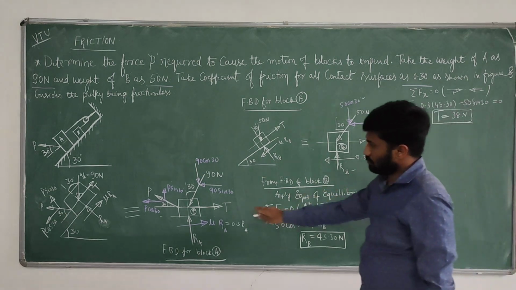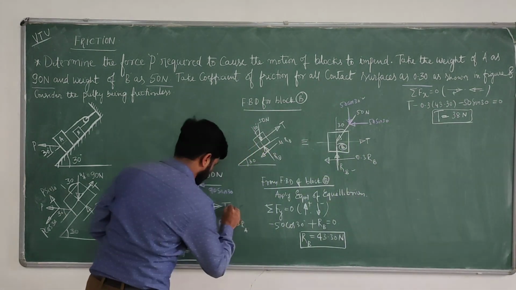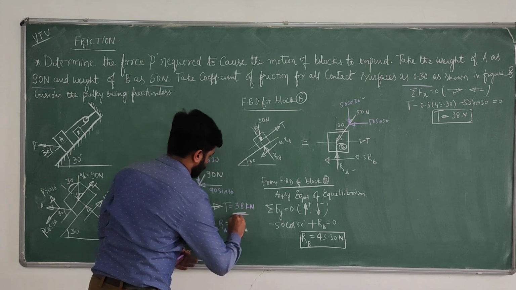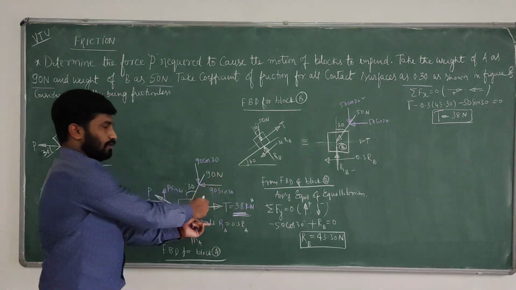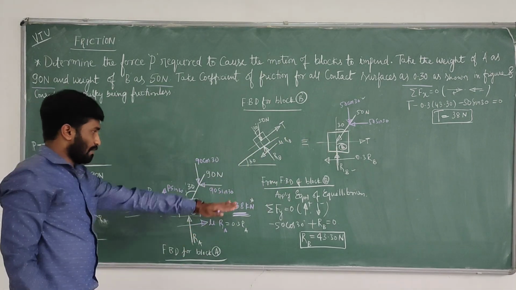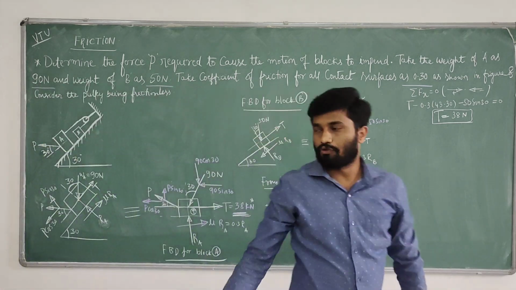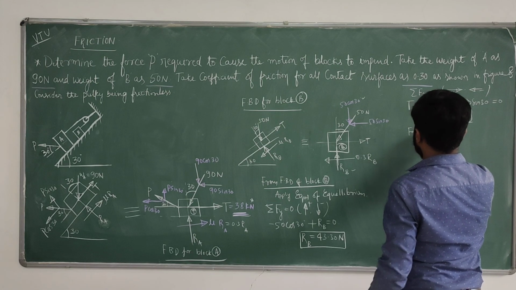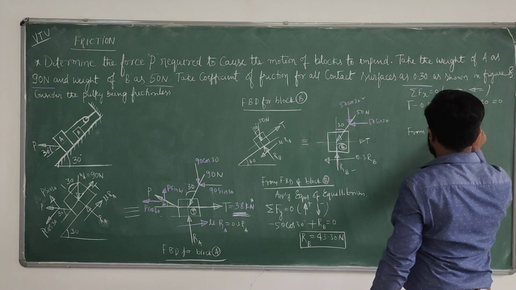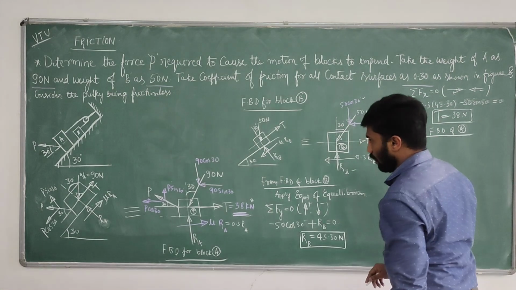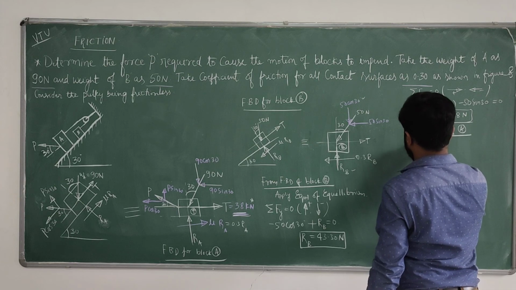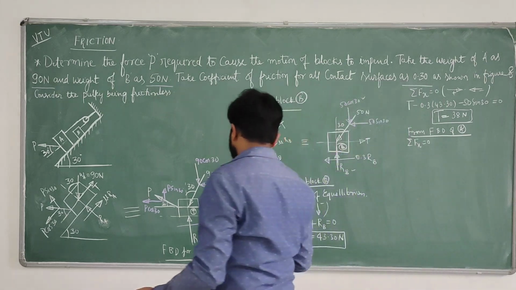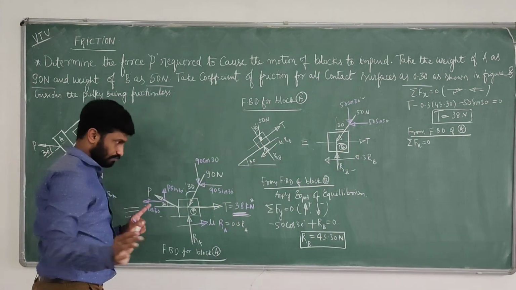Now substitute the T value into the free body diagram. We determined this as 38 Newton tensile. It is a very important step. We just shifted the T value to the free body diagram of A. Now I am applying the equations of equilibrium to the free body diagram of A. From the FBD of A, apply sigma Fx equals 0. Treat the right side forces as positive and the left side forces as negative. Here we have 4 forces.